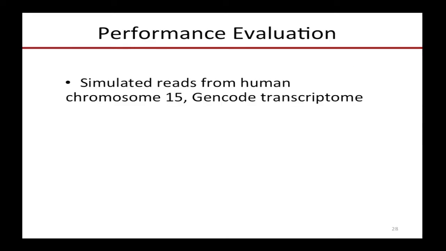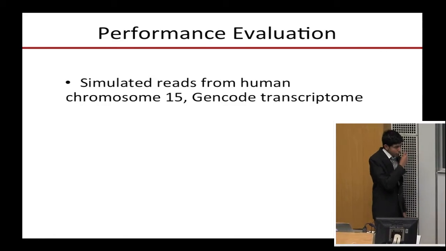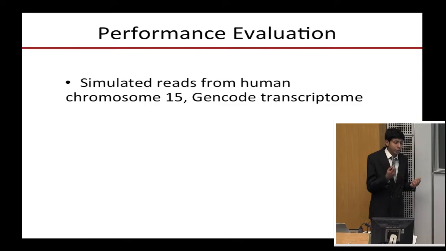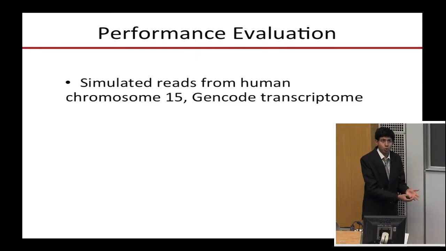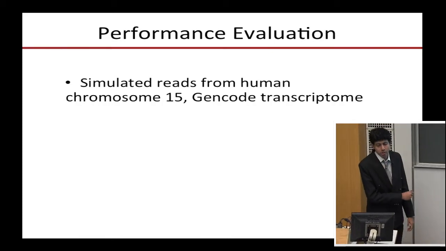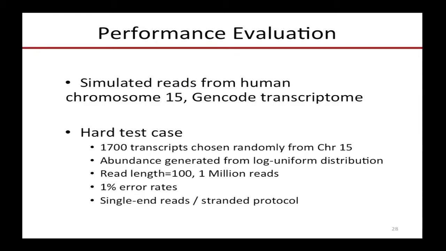We got very excited, and we built a software package out of this. In order to verify whether the software is doing correctly, we need to know the ground truth. What is the true list of RNAs? So we use detailed simulations of RNA reads from the human chromosome 15, and we have a certain number of transcripts, and they're sampled using some log uniform distribution.